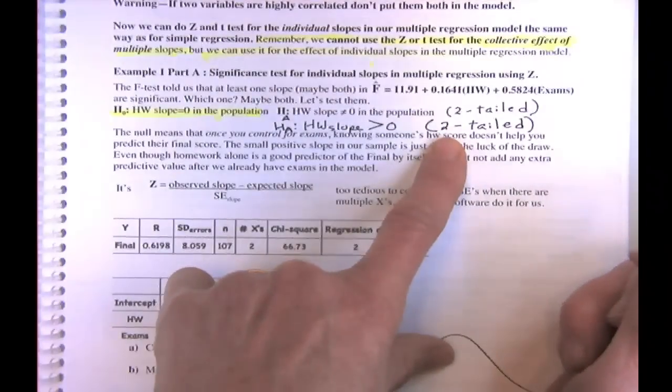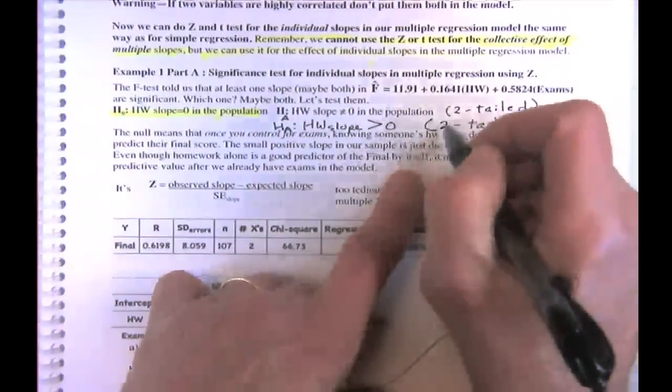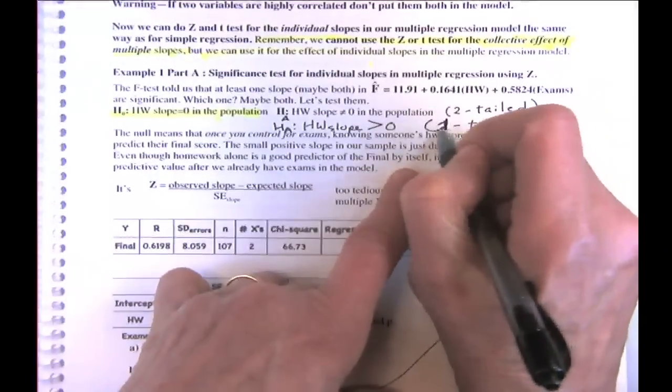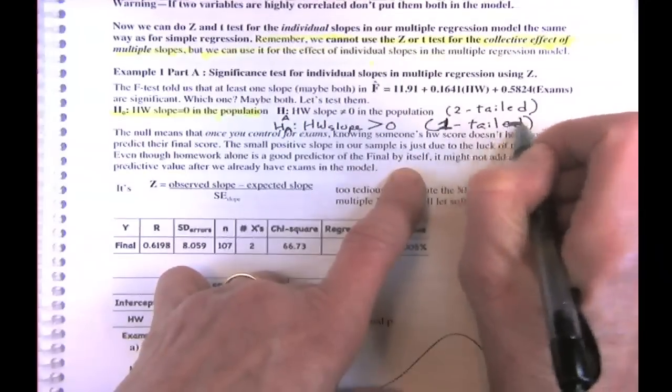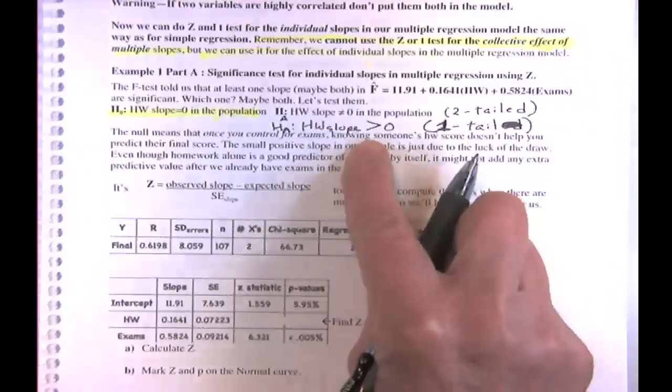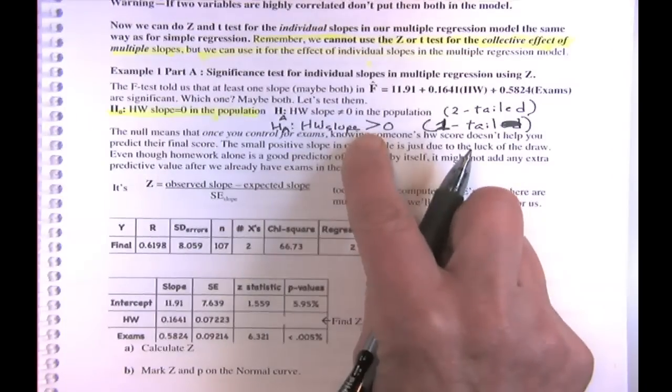I think it makes more sense to go with, oops, look what I just did. What should that be? One tail. One tail. Thank you. One tail because it's directional. We're just going to look at the area on one tail.